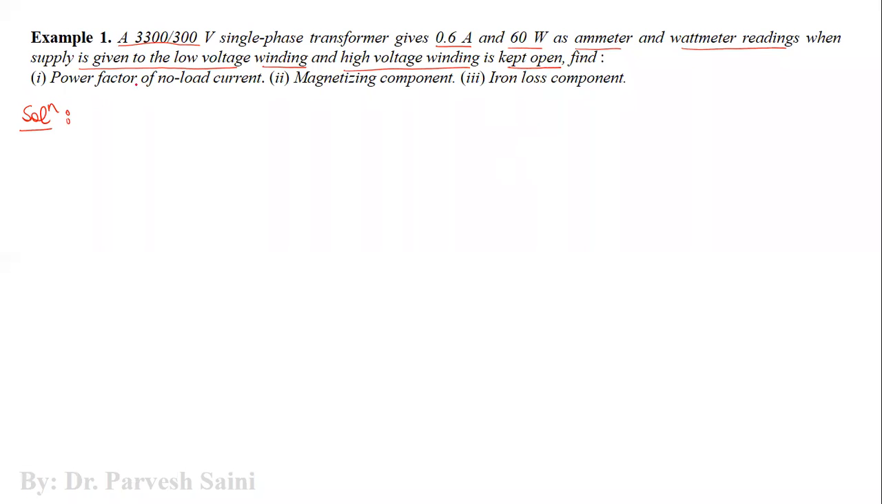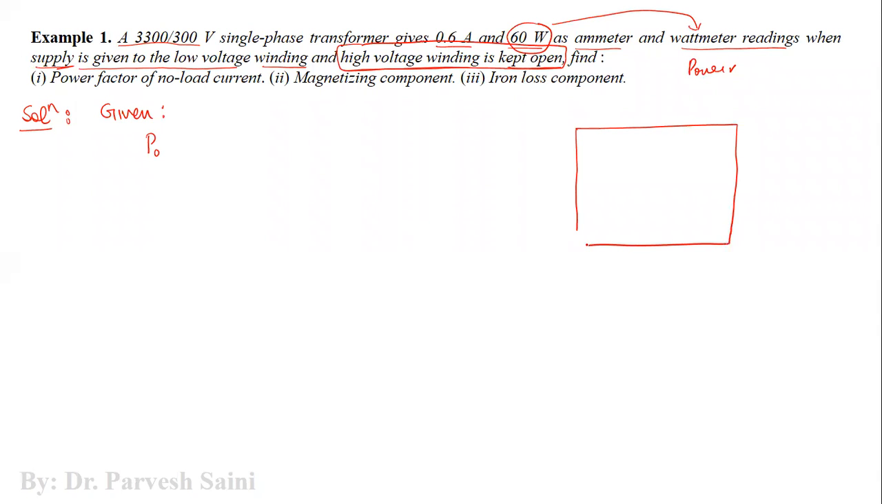So the parameters which are given to us are the power, because 60 watt is the reading of the watt meter, that is the power. And as it is mentioned, the high voltage winding is kept open and low voltage winding is connected to the supply. So that means the transformer is a step up transformer, because the high voltage winding is the secondary winding here.